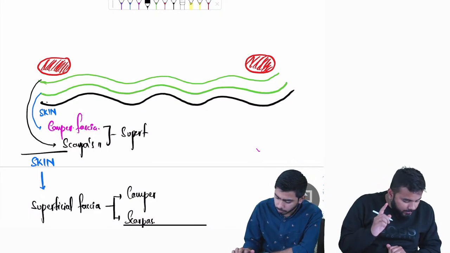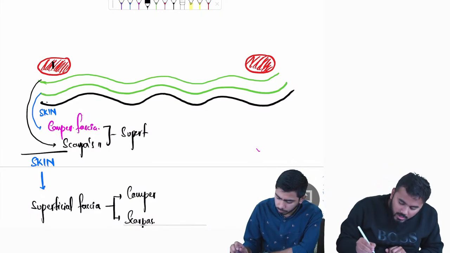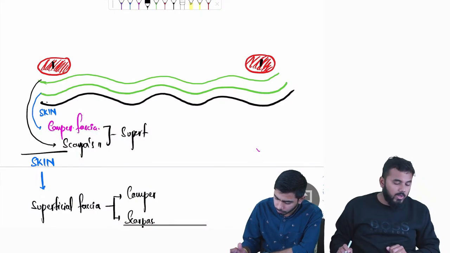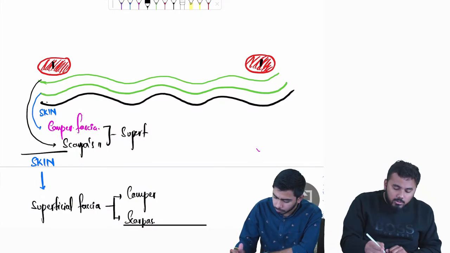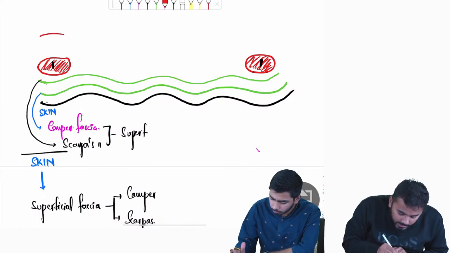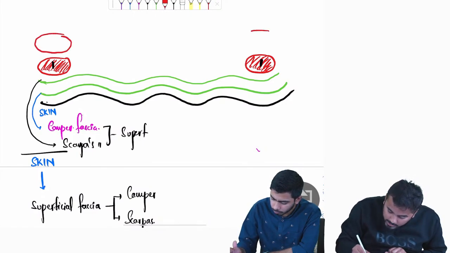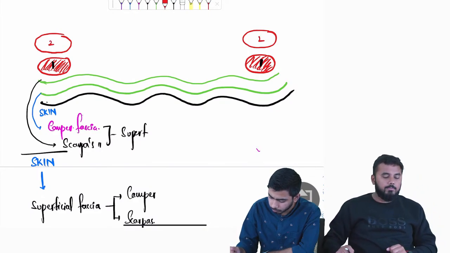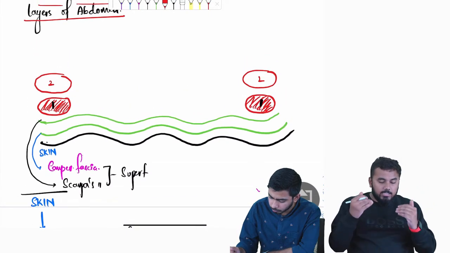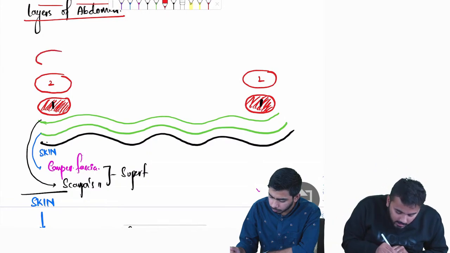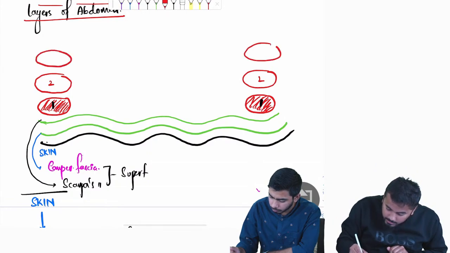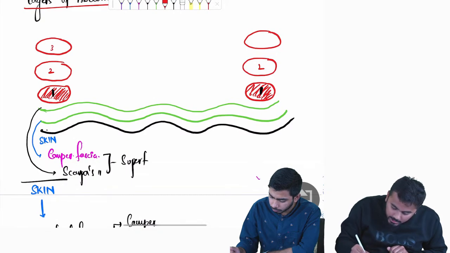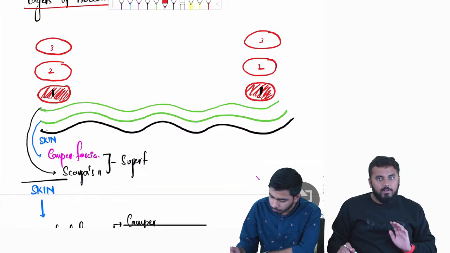Okay, I'll name this muscle as one. Just above this, I have got another muscle on either side. So I will name this muscle as two. And just above this, I have got a third muscle here. I will name it as three.